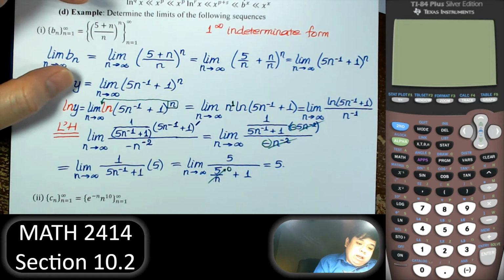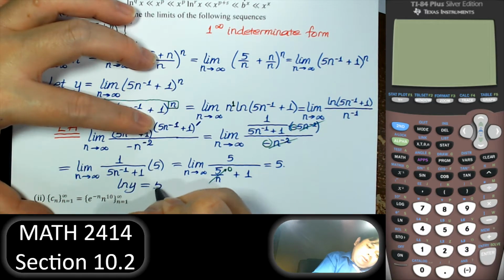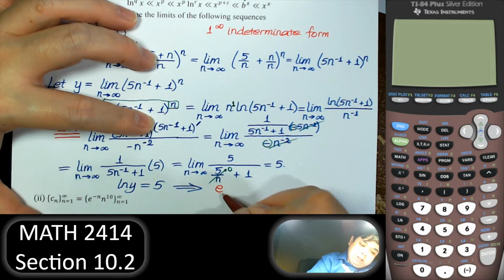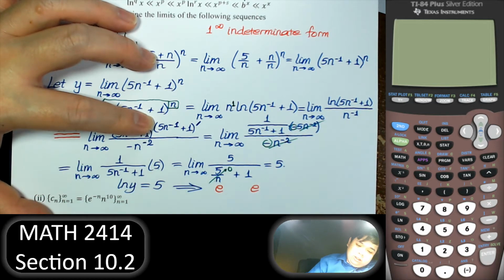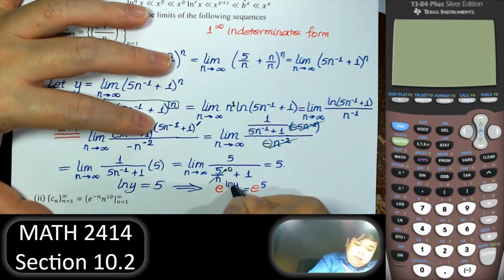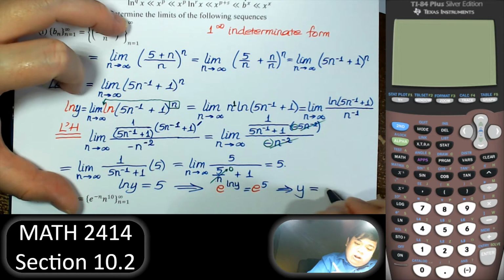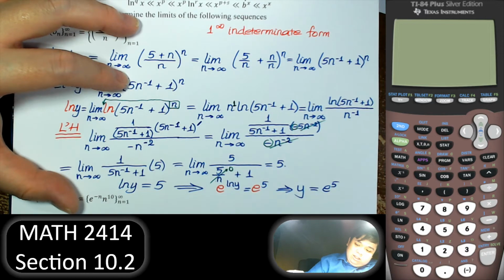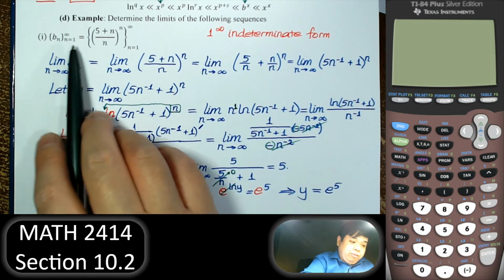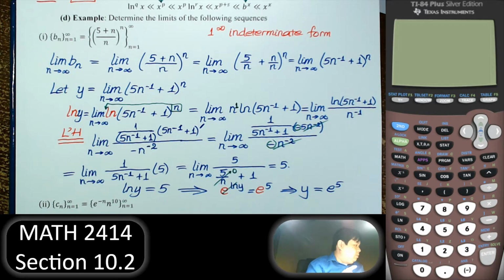Now if ln of y is equal to 5, we can take both sides raised to the e power. Exponential function and ln cancel out, so we have y, which is the limit, is equal to e to the 5th. Sorry. Those cancel out. y goes to e to the 5th. So that is the sequence approaching e to the 5th power.